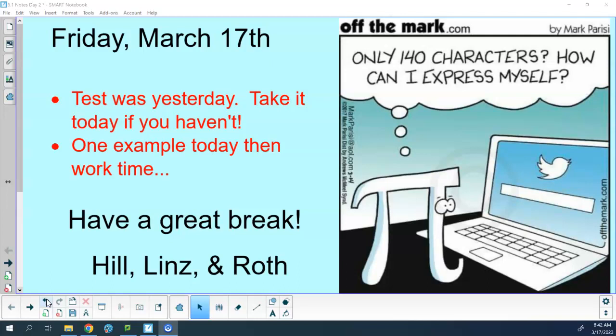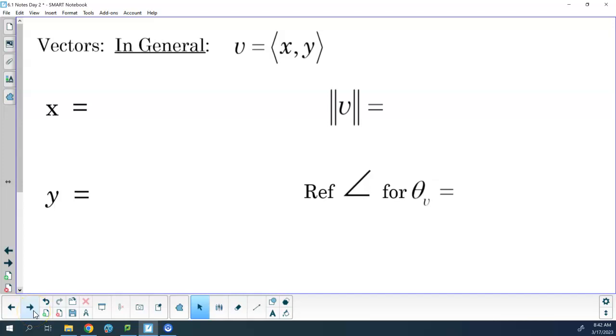If you didn't take a test yesterday, please get that done before you leave today. We're gonna do one example today, and then I'm gonna give you a worksheet to work on with vectors, magnitude, direction, and all that stuff. Before we get to our one example, let's get a quick general recap of the vectors.